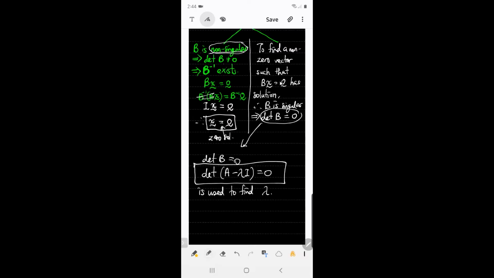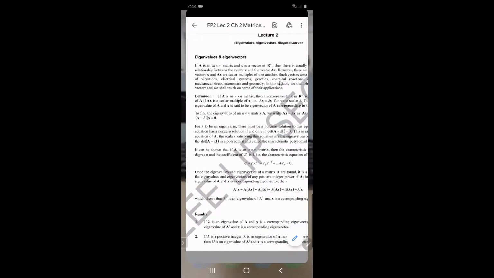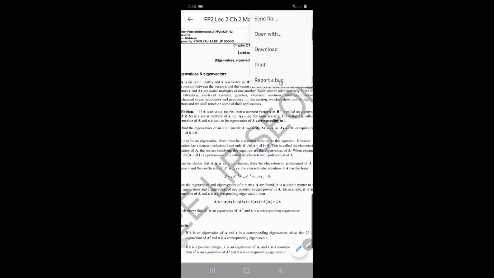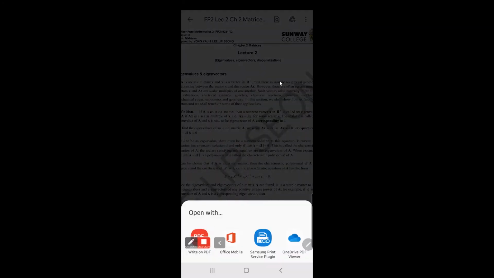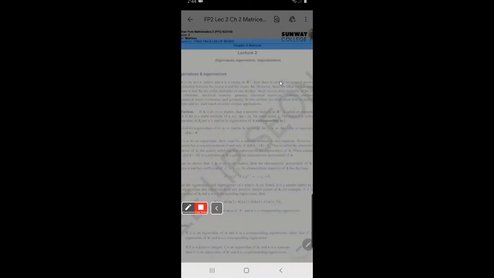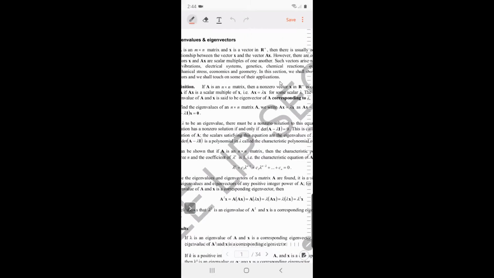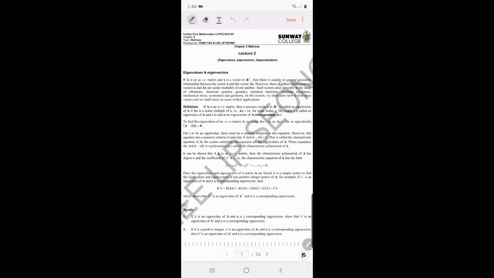Now I explained this part already, so that's the reason why you obtain this. Let me check if I can use the pen on the PDF. Just now I explained this part already. For lambda to be an eigenvalue, there must be a non-zero solution to this equation. That's why just now I kept on talking about the non-zero vector. So you have to set the determinant of A minus lambda I equals to 0.